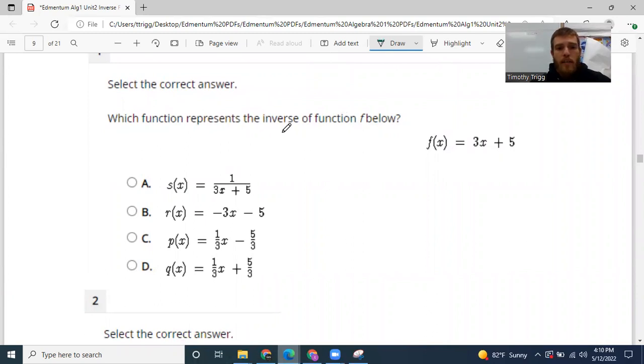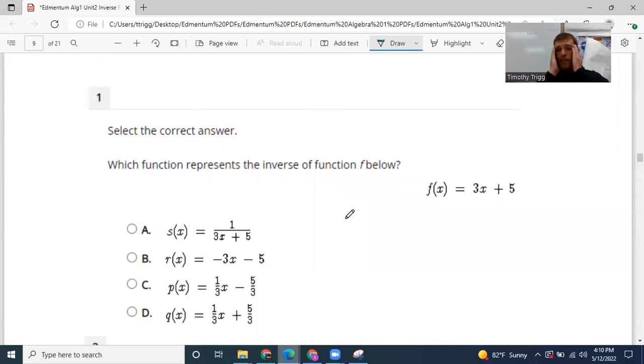Which function represents the inverse of function f below? All right, so now we're on the mastery test. I have 20 questions here. You're going to be given a sample of 5 of these questions. So I will go over your questions at least a little bit. I will give you a hint on each question, and hopefully, if you've been following along, you should be able to do it on your own with minimal help.